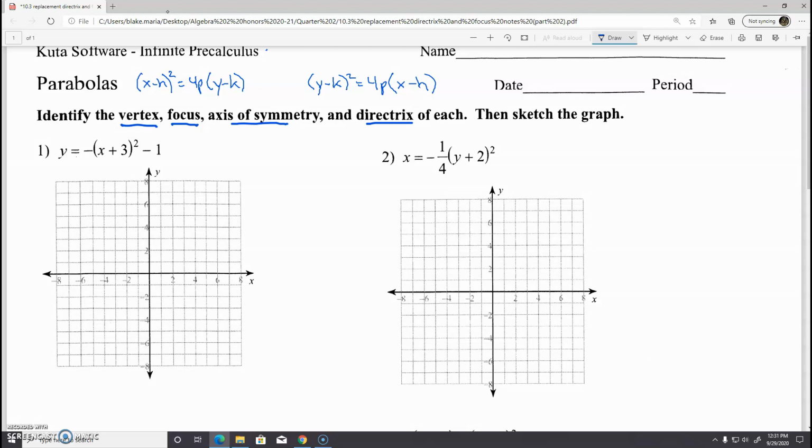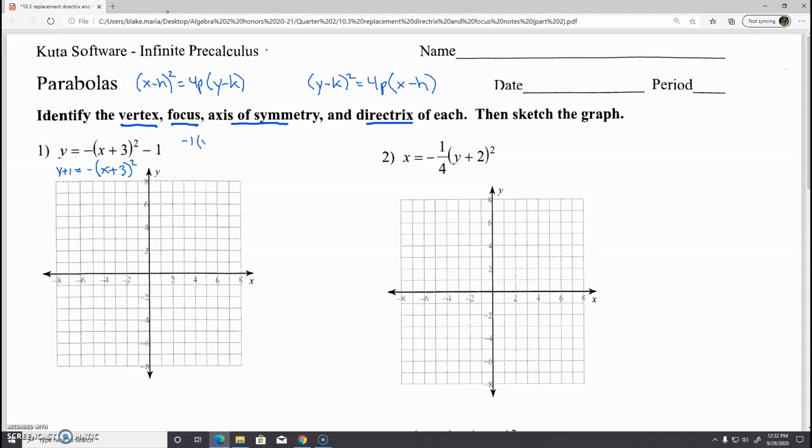Notice here you have your squared term alone. That's what you want to do. So here I want to get this squared term alone. I'm going to add 1, so you get y plus 1. You might think it's alone, but you've got to divide by that negative 1, or multiply by negative 1, so I'm going to bring it out front. Y plus 1 equals x plus 3 squared. Now we have our squared term, and then we have our 4p times y minus k.